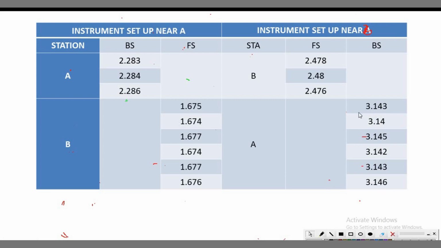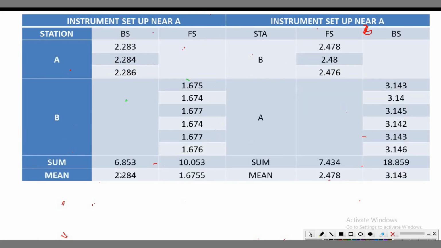So how are we going to get the difference in elevation? The first thing you have to do is to take the sum of the backsides and the foresight and the mean. So dito, unahin nyo muna yung sum ng backside. Italo nga backside. Alam nyo yung sum na 2.283 plus 2.284 plus 2.286, that is equal to 6.853. Tama po ba?